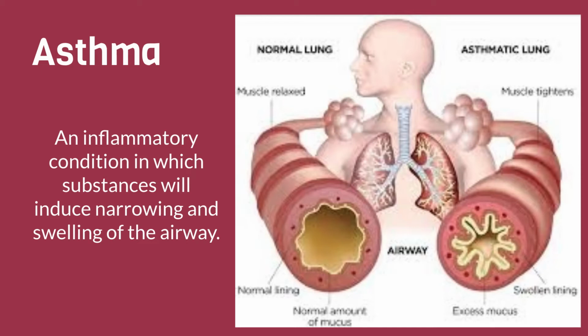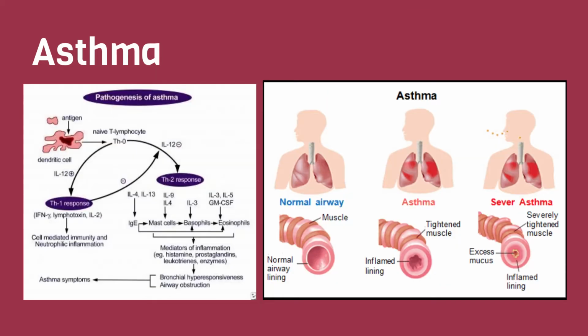Asthma is an inflammatory condition in which substances from the environment will induce narrowing and swelling of the airways. You can see on the diagram on the right side of the slide that there is a normal to severe asthmatic airway. The normal one is open and allows air to flow through it, while the one on the right you can see is inflamed and swollen basically all the way. And the opening that it does have is covered in mucus that the lungs have just produced to protect itself.